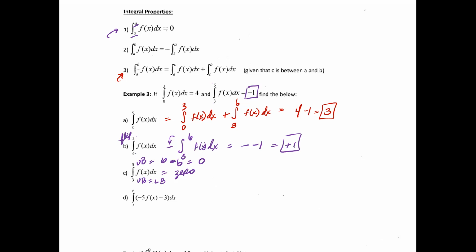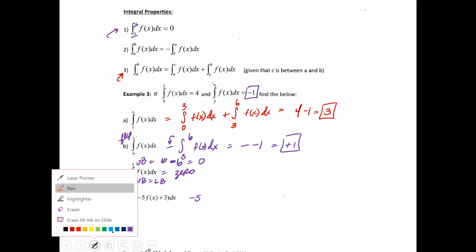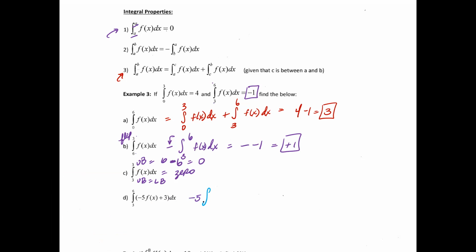All right, then for D, this one's a little bit weird because you have a -5 right there, but that's okay because you can actually just move that constant out. So I'm going to move that -5 on the outside of this. Do my integral from 3 to 6 of f of x dx plus, and don't forget your 3 right here. So I'm going to put my 3 integral dx from 3 to 6.